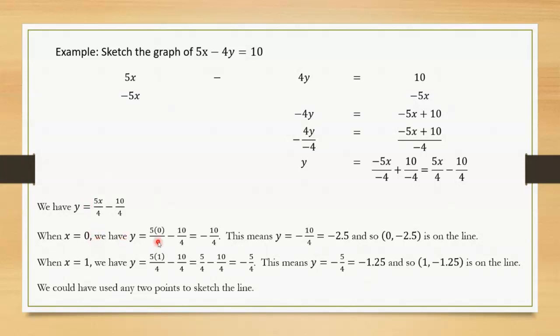But when x is 0, right, we have 5 times 0 over 4 minus 10 over 4. Of course, the first term here is gone because the numerator is 0. So we get minus 10 over 4. You do that in your calculator, you get minus 10 over 4 is minus 2.5. So this is our first point, which is the y-intercept.